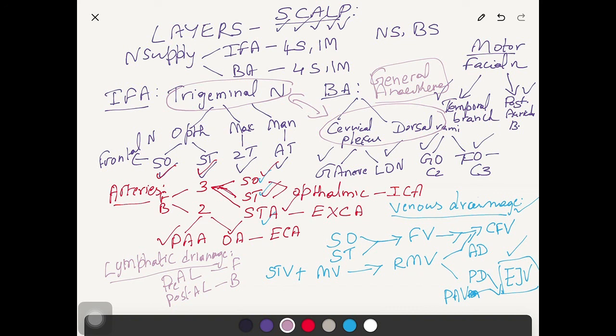So we have covered the scalp in detail in 2 classes. We will continue with the remaining classes of head and neck, face, parotid gland, dural folds, dural venous sinuses in that order.